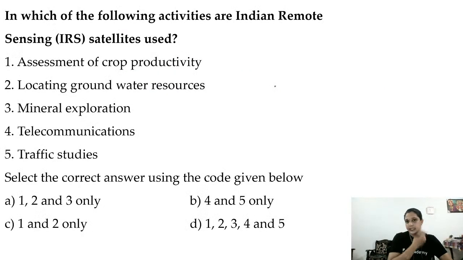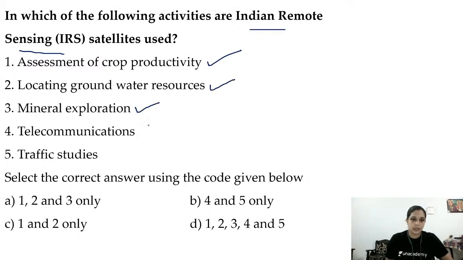In which of the following activities Indian remote sensing satellites are used? Assessment of crop productivity, groundwater resources, mineral exploration, telecommunication, traffic studies. Actually, all. Okay, 1, 2, and 3 only. Okay, Indian remote sensing satellites. So for telecommunication traffic studies, we use GPS and we use communication satellites. I'm sorry.